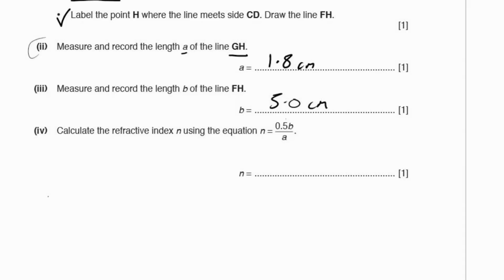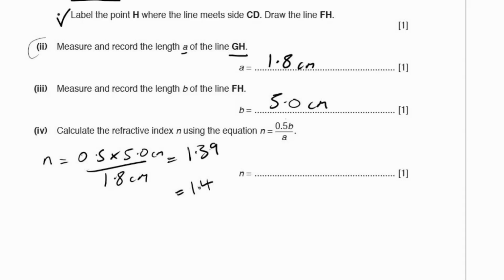Part 4. Calculate the refractive index n using the equation n equals 0.5 times b divided by a. Well, let's write that down. n equals 0.5 times b, which is 5 centimetres, divided by 1.8 centimetres. And if I do that, I get an answer of 1.39. That's 3 significant figures. Looking at the calculation, I could do it to 2 significant figures just as easily. I'll just leave it as 3. It's absolutely fine. There we go. Okay, let's look at the next part.